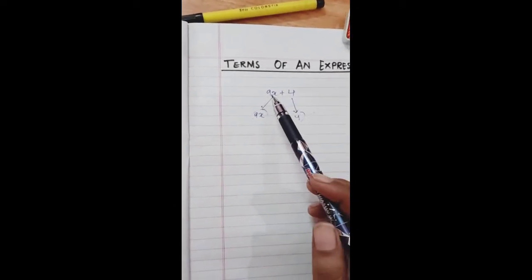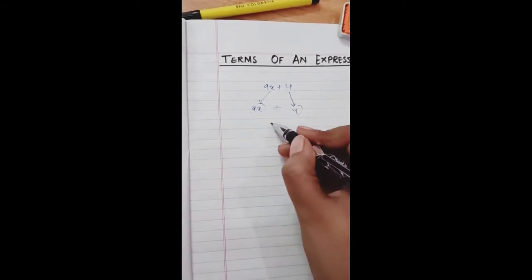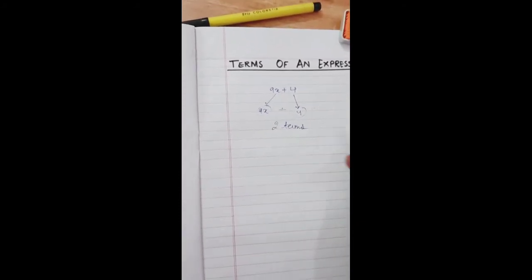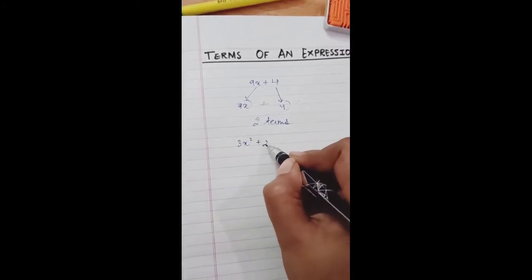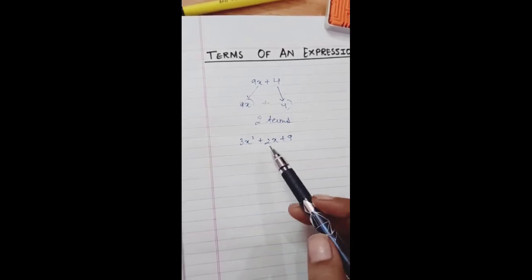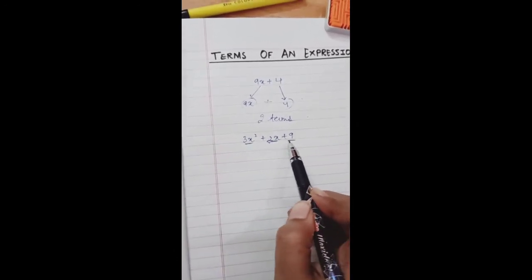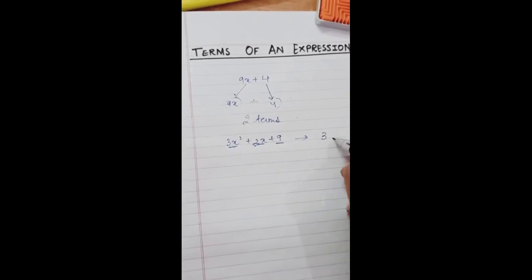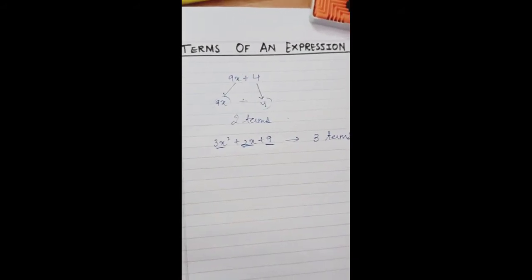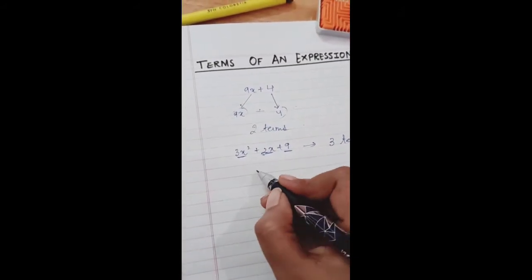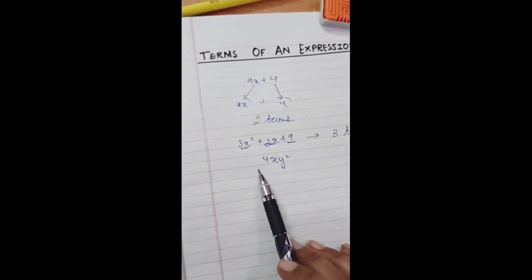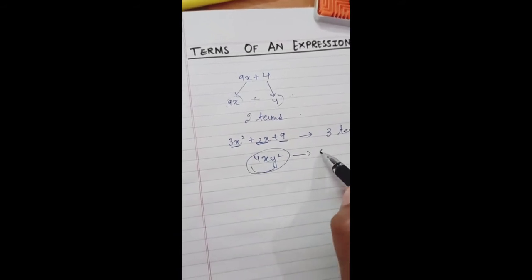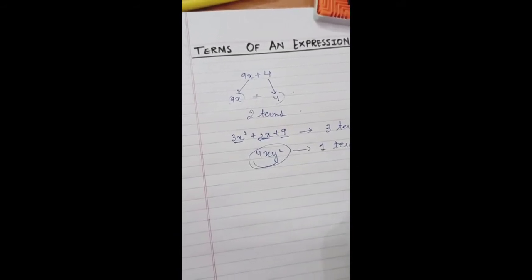So how many terms are there in this expression? There are 2 terms. Similarly, if you have the expression 3x square plus 2x plus 9, how many terms are there? 1, 2, 3. There are 3 terms. Similarly, when you have an expression like 4xy square, here we have only one term.